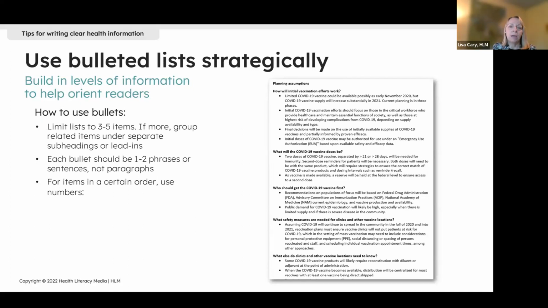Each bullet should usually be kept to one sentence apiece. Sometimes you need two sentences in a bullet, but no more than that. For items in a certain order, use a numbered list instead of a bulleted list. For example, in the lower left corner: number 1, get your first vaccine. Number 2, four weeks after your first vaccine, get your second vaccine. And number 3, six months after your second vaccine, get your booster shot. So they go in order.